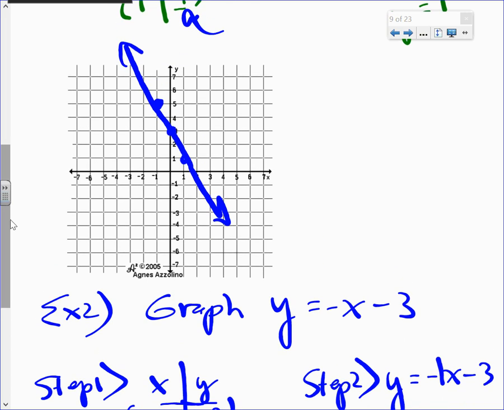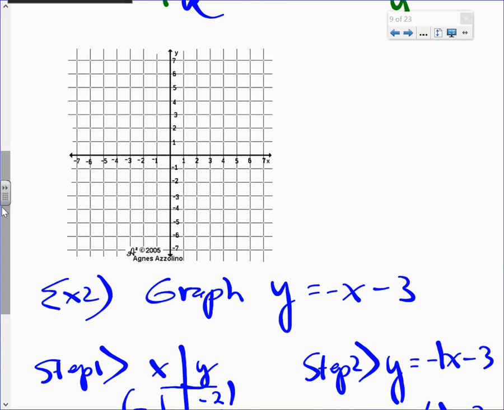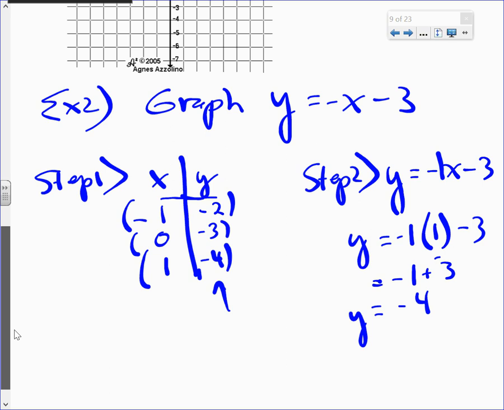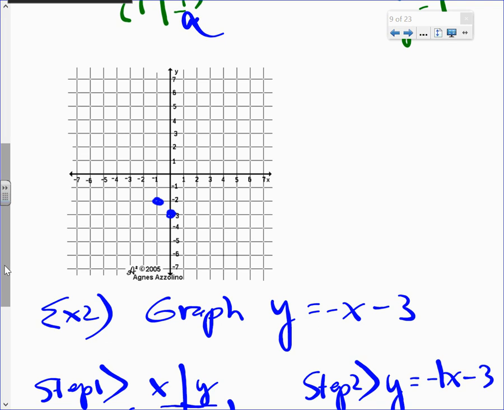You can graph this one on the same coordinate plane if you want, or just make another coordinate plane. I'm going to graph mine on the same one here. Watch me graph it now. Negative 1, negative 2. Boom. 0, negative 3. Boom, right there. 1, negative 4. Boom. Draw a line to those puppies. Arrows at both ends because it goes on infinitely. And there's our second line of 2018.